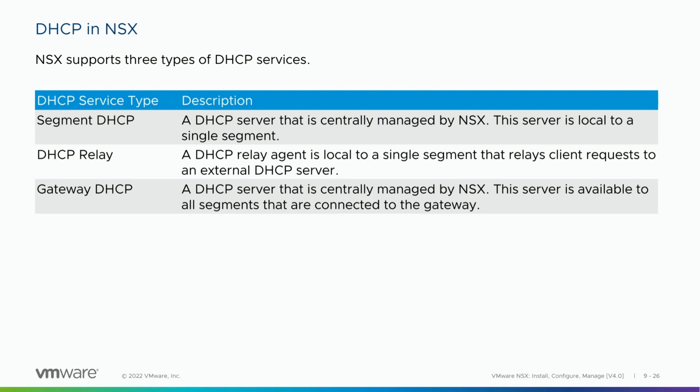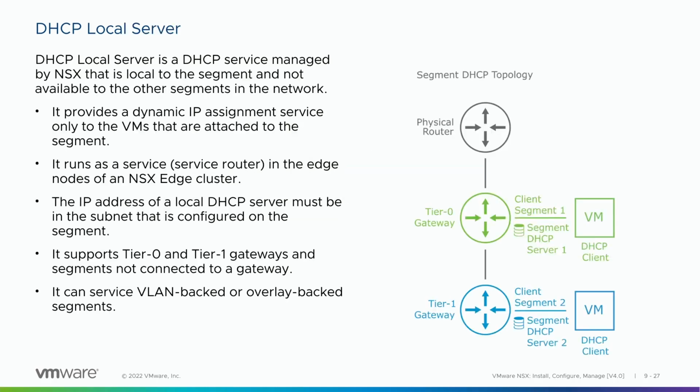We've got a segment server, which is localized to one segment only, and attached only to that segment. We've also got a configuration where we can attach a server to a gateway, say a tier 1 gateway, and provide DHCP services to all of the different segments attached to that gateway if you so desire. So we've got a couple of different DHCP server configs and one DHCP relay configuration.